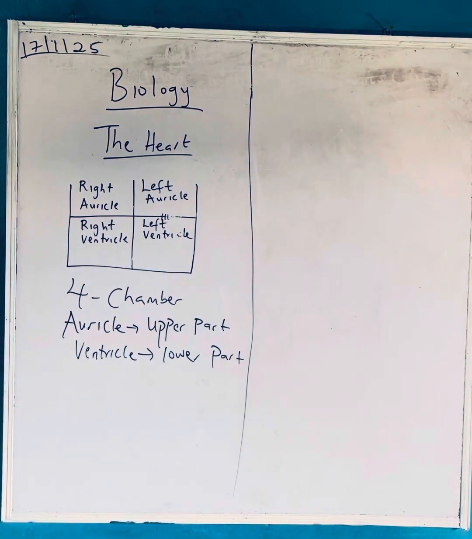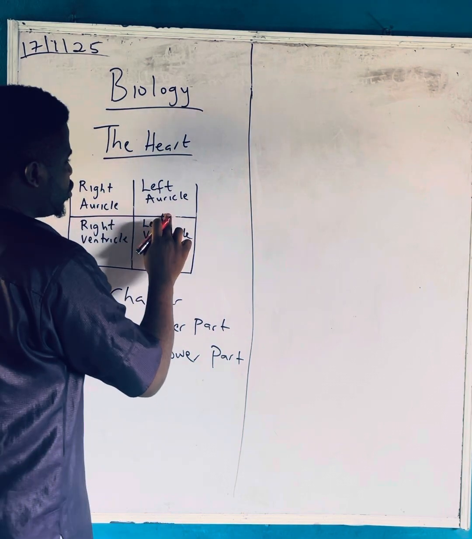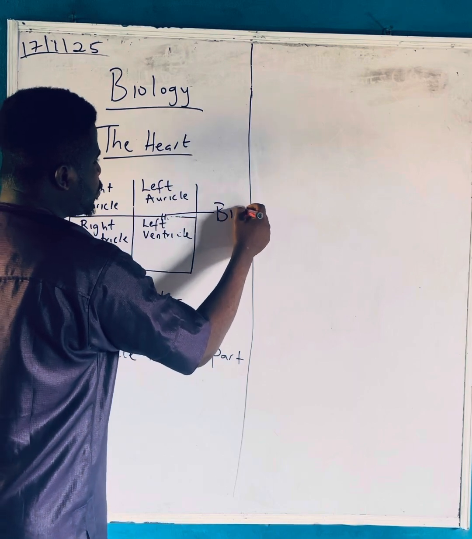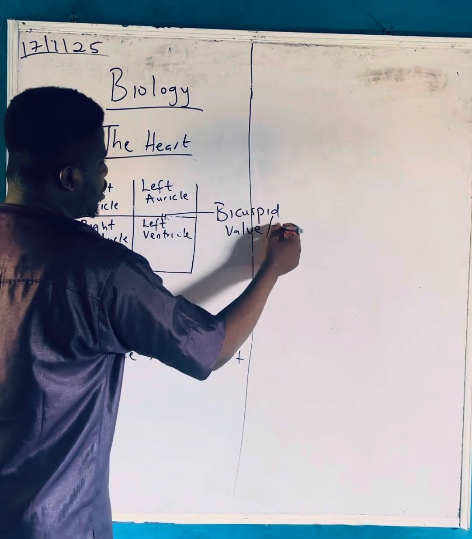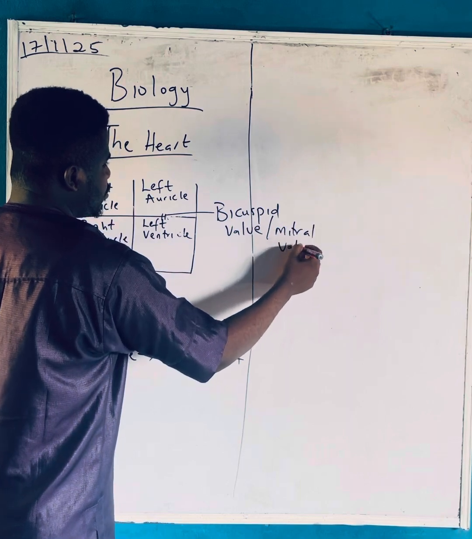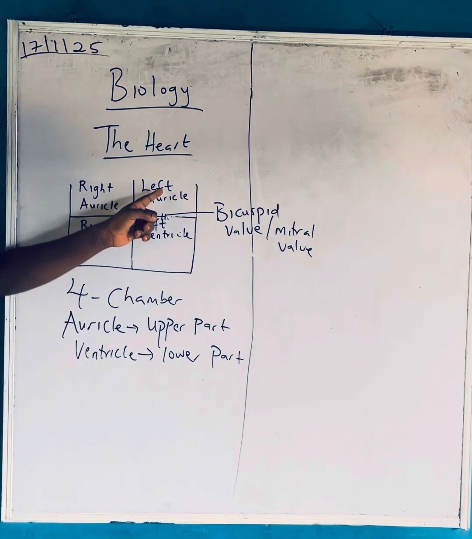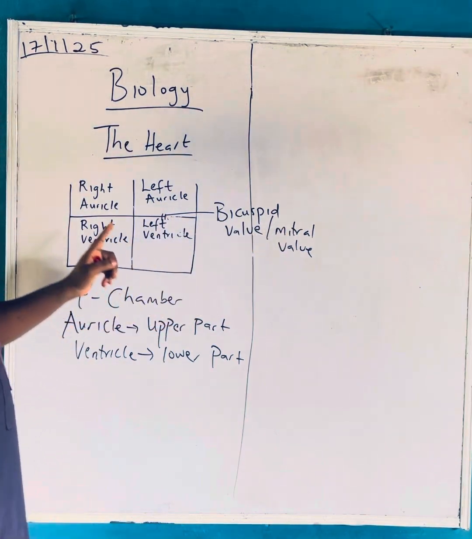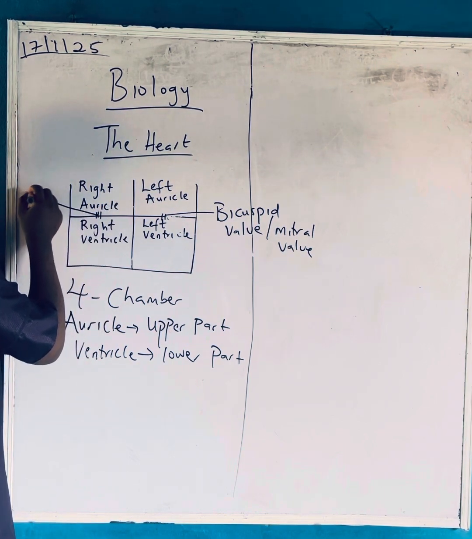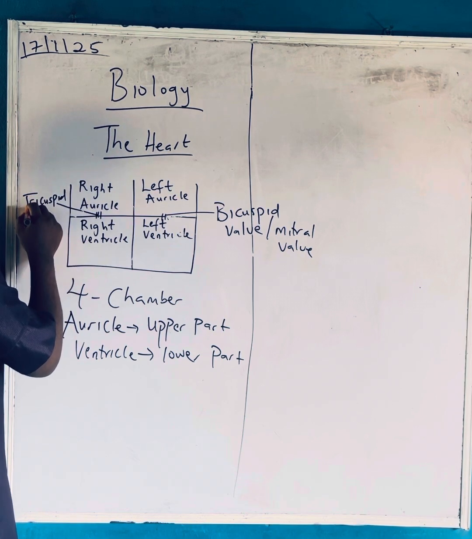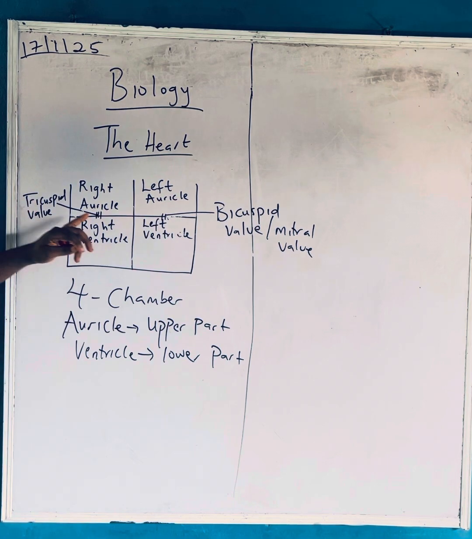A valve is responsible for controlling the flow of blood. The valve that we have here is called the bicuspid valve, or the mitral valve. So between the left auricle and the left ventricle, we have the bicuspid valve, and then between the right auricle and the right ventricle, we have the tricuspid valve. So on this side we have the bicuspid valve, and then we have the tricuspid valve.